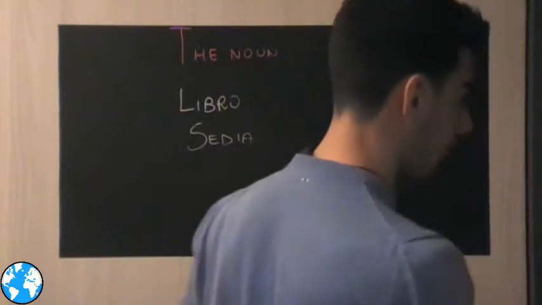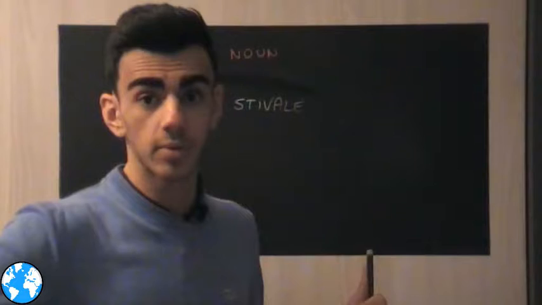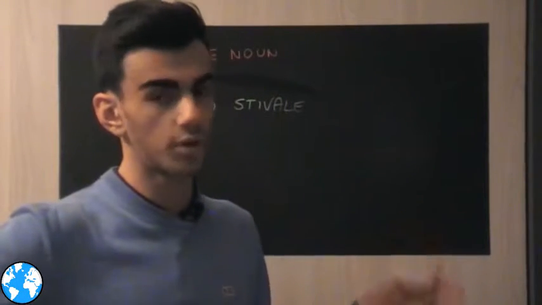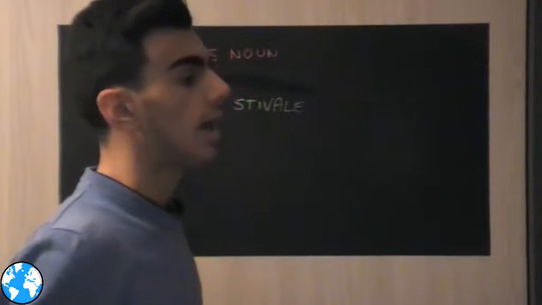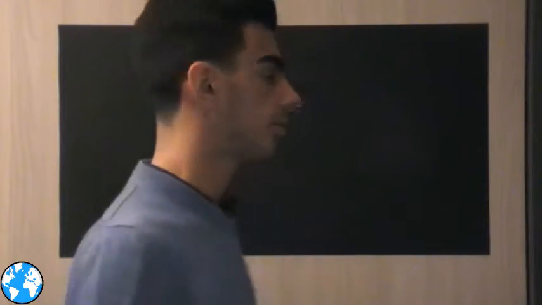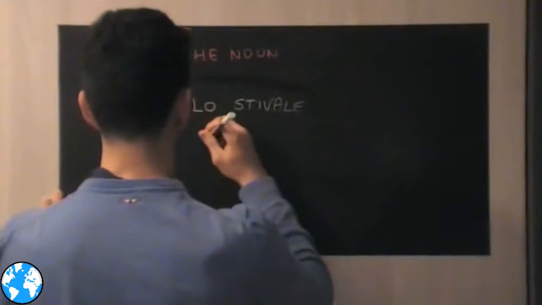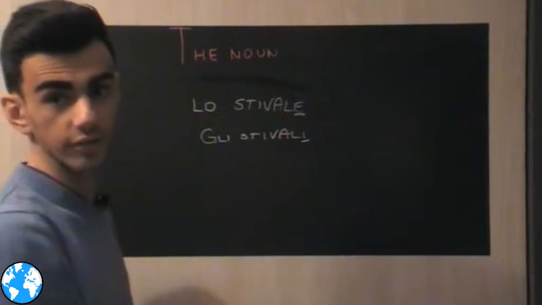We are going to cover a word. I'm gonna give you an example here. If you remember from the previous lesson, lo is used with the masculine singular forms of the words. So in this case, we can say that stivale is a masculine word. And stivale means boots, by the way. All of the words ending with the letter E, the plural will be with the letter I. So lo stivale will change to gli stivali. Just like that. You can see the difference.